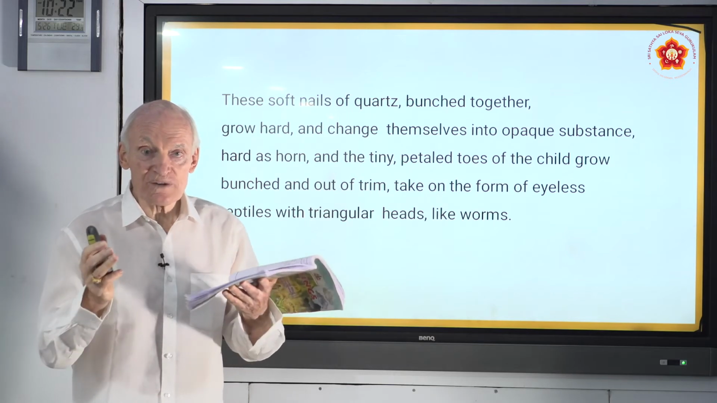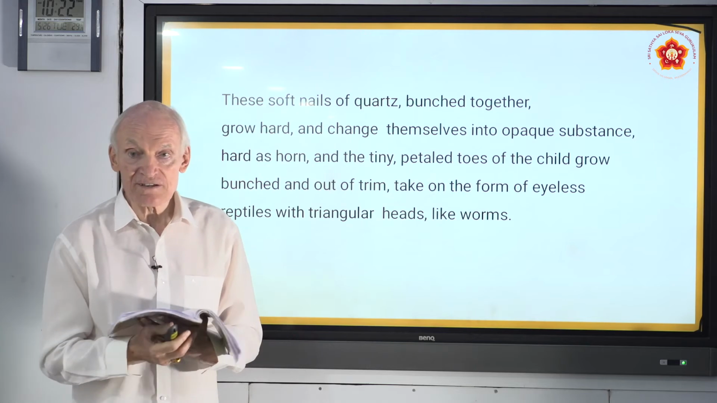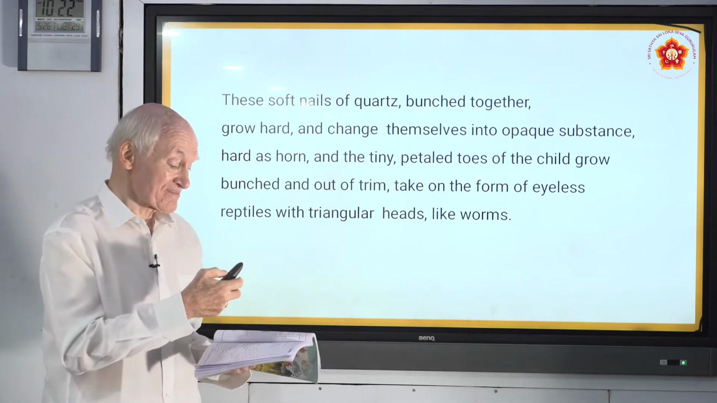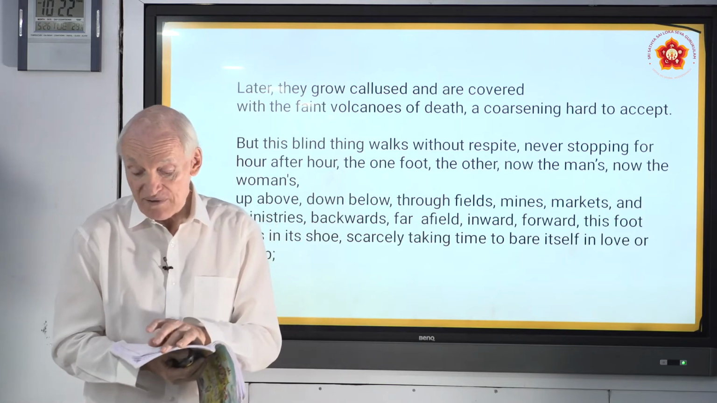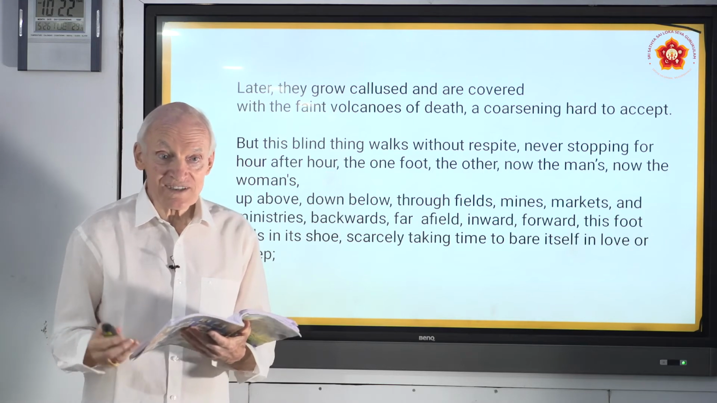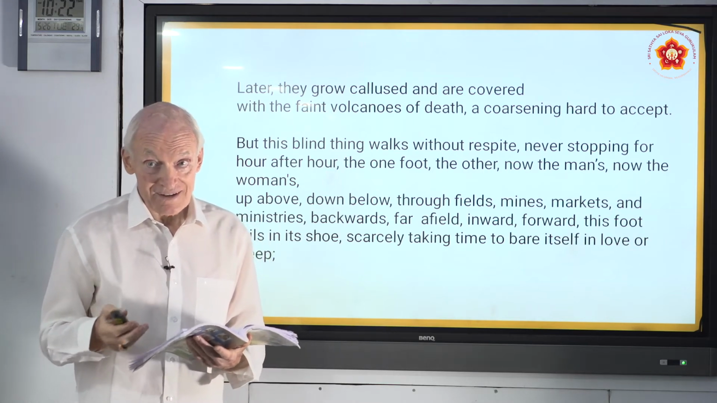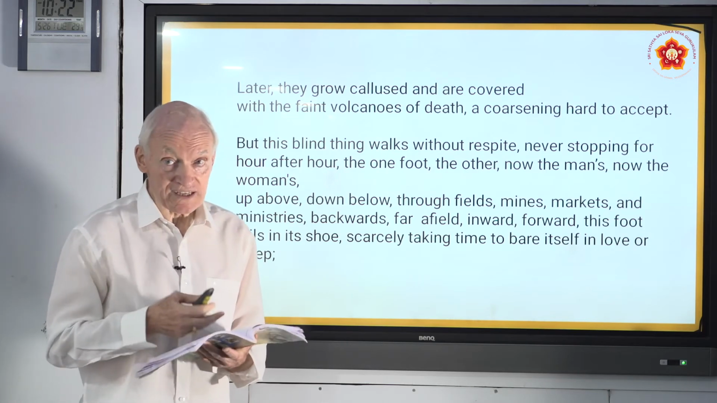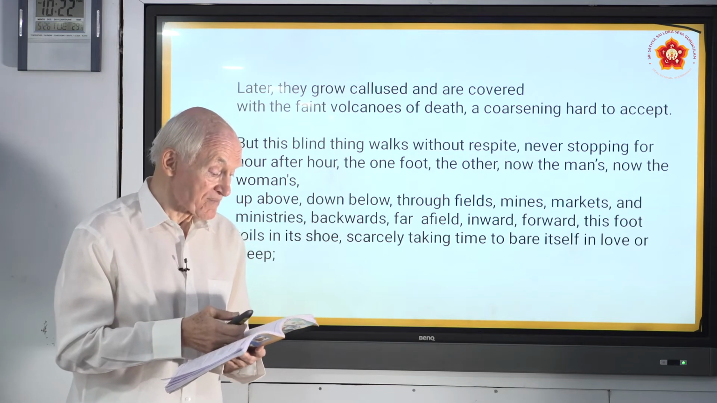In fact, the toes quit being a nice square shape. They get to be a little triangular in shape, and they start to look like worms. And worms are okay, but they're not beautiful. So the child is watching his feet grow into pretty ugly feet as the adult gets older, especially when he gets in retirement and gets much older.